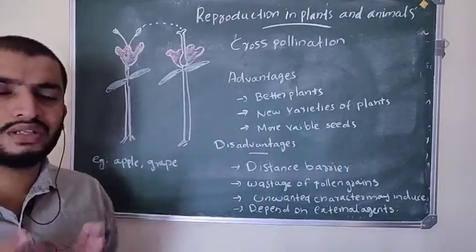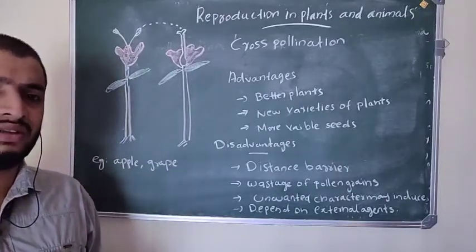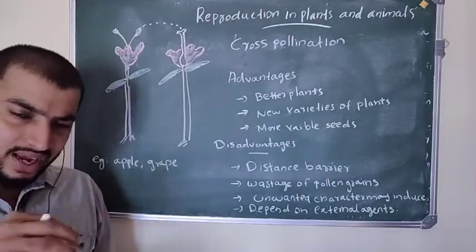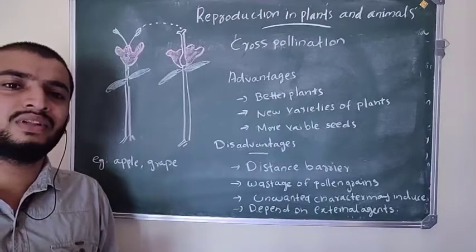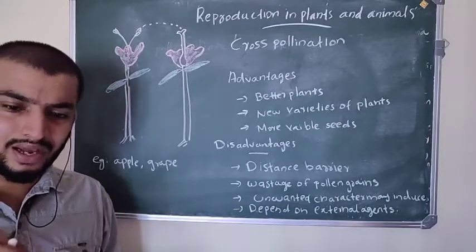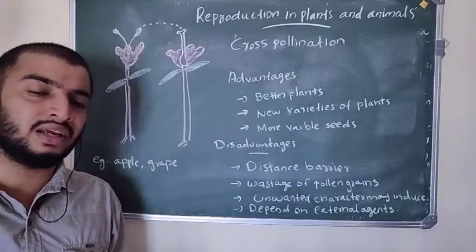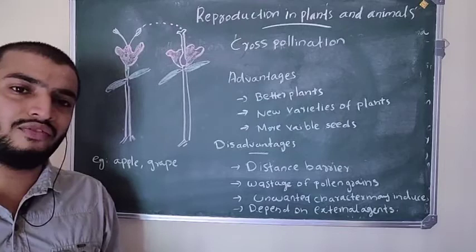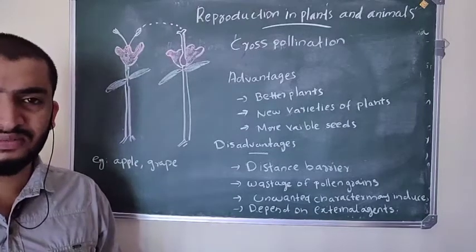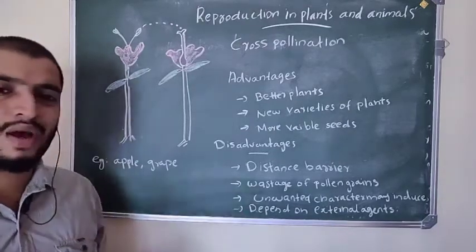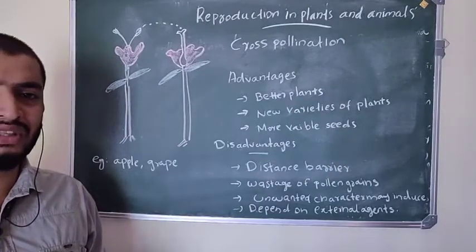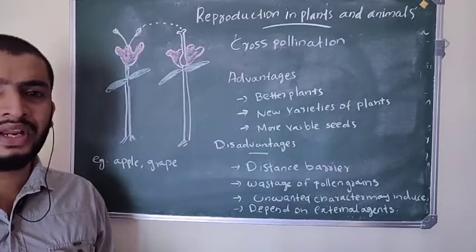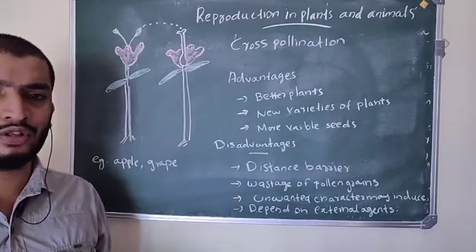They also have disadvantages. What are the disadvantages? First of all, the distance barrier. That is a main problem, because external agents perform cross-pollination. If one plant is here in India and another is in America, it is very difficult to do cross-pollination if there are no external agents. So the distance barrier is a main disadvantage of cross-pollination. And there is wastage of pollen grains. Many pollen grains are wasted during cross-pollination.